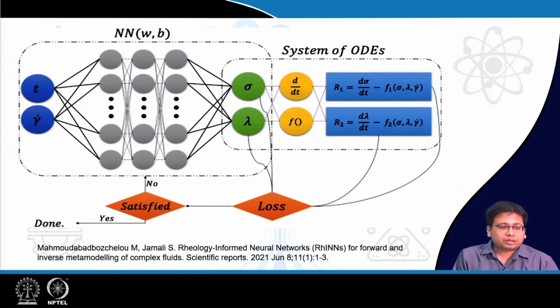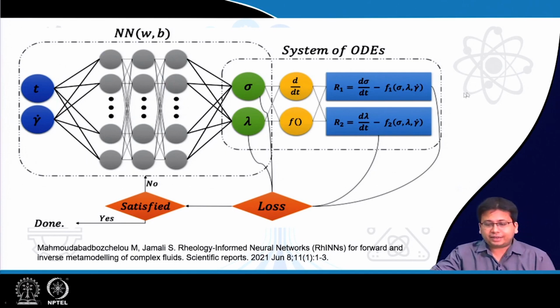Now, this is what a physics informed neural network looks like. Let us just focus on these two things. Let us say that there are two variables, sigma and lambda, and both of these are dependent on time, and there is a particular parameter called gamma. You can treat it as something like a model parameter. So let us say that these are the governing equations of the process based model.